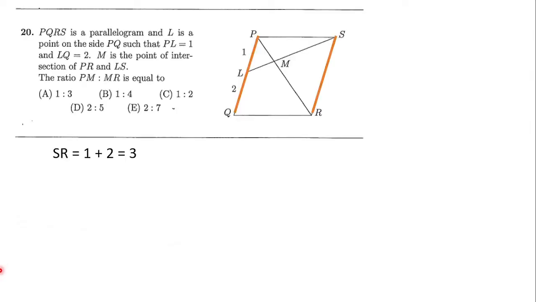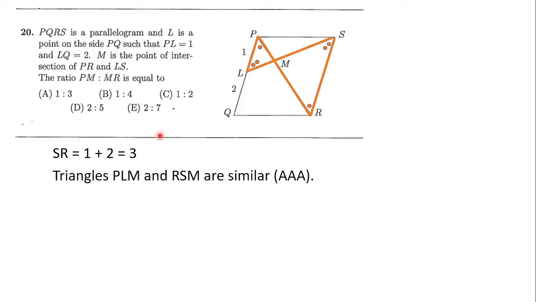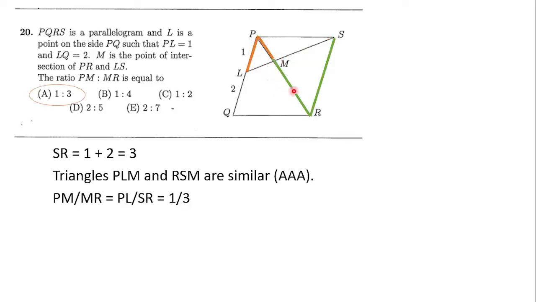So first we can calculate SR, which is just 1 plus 2, so 3. Now we can see that these two triangles are similar from angle, angle, angle equal. So now we just use the ratio of similar triangles, and we can get that PM on MR equals PL on SR, which is 1 over 3. So that's our answer, A.